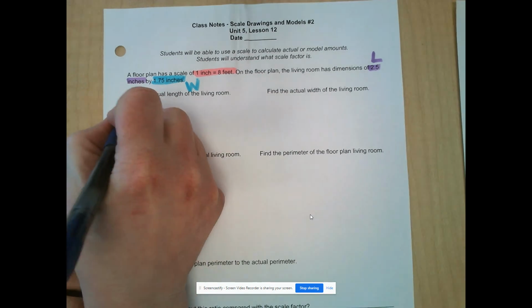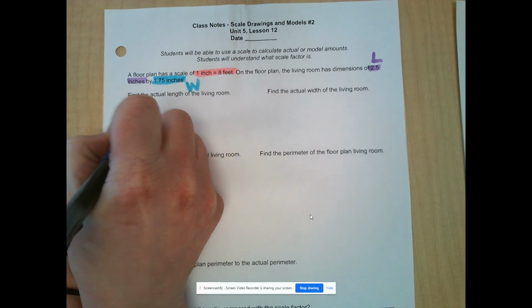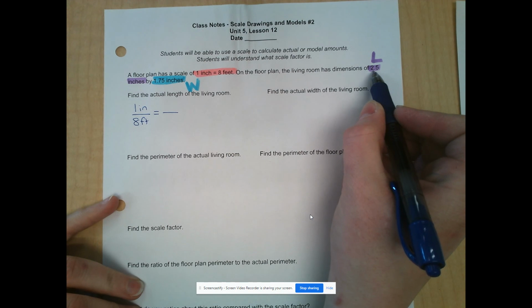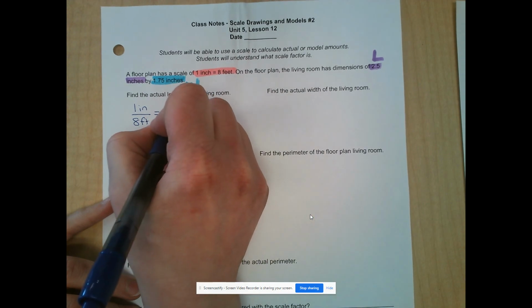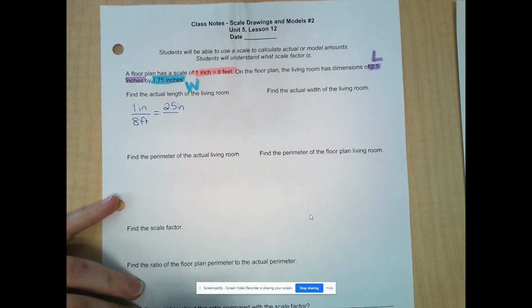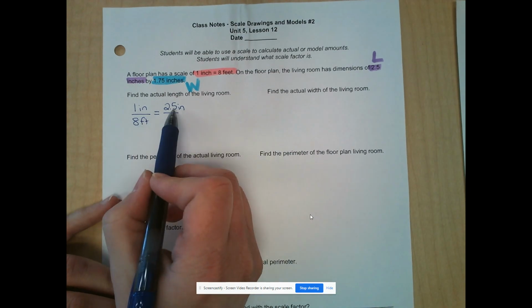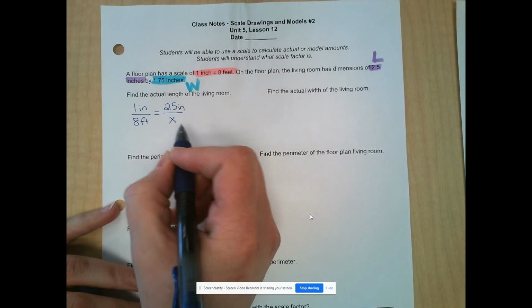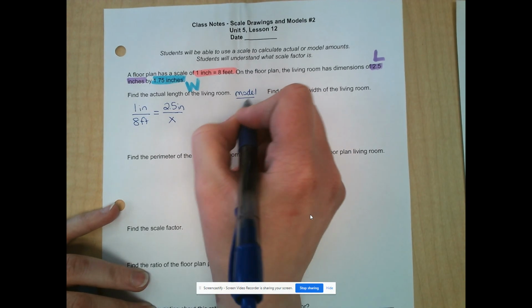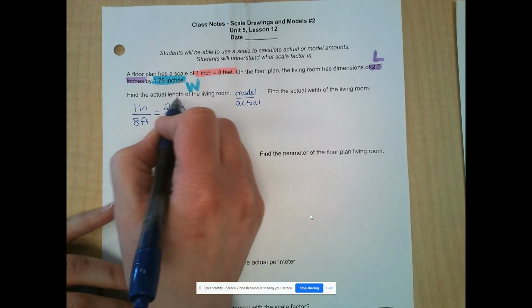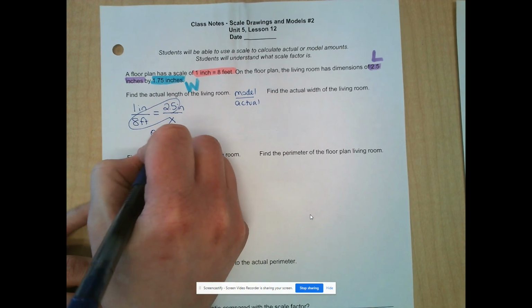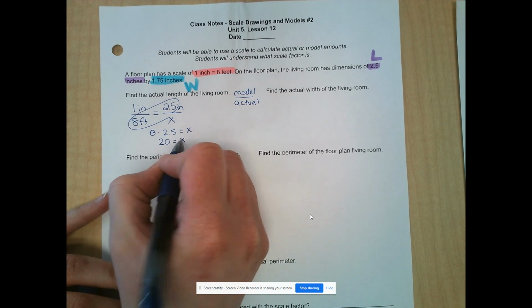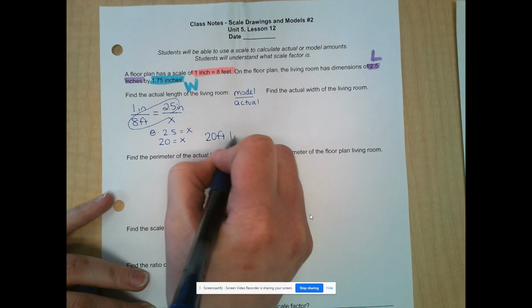So we would start with the scale, 1 inch to 8 feet equals. And now if we want the length, we'd have to take the length of the room, 2.5. So we'll put 2.5 inches on the top with the scale, right? The thing that is to scale, or the drawing, in this case, the floor plan, over, and then the actual amount would go on the bottom. So model measurements on the top, actual on the bottom. So then we would cross multiply, right? We would do 8 times 2.5 equals 1 times x, which is amazing because it's just x. And when we multiply, we get 20. 20 equals x, or it is 20 feet long.